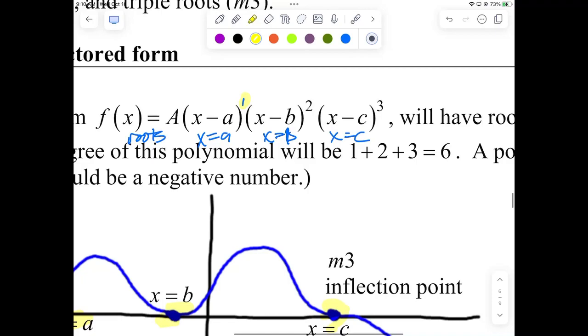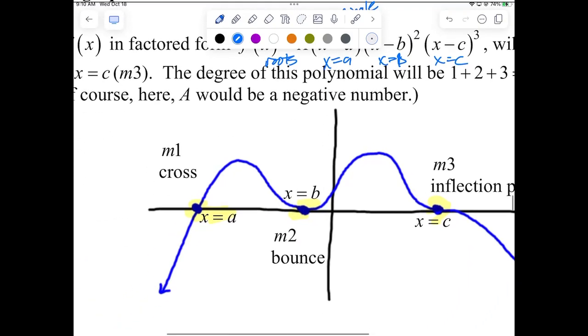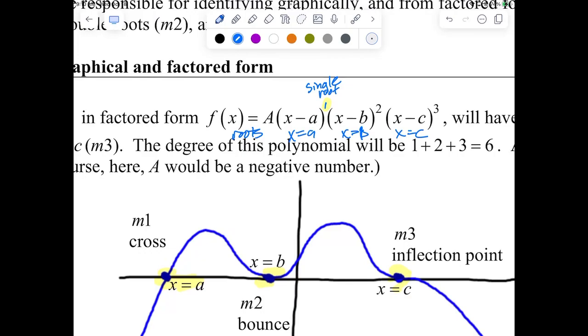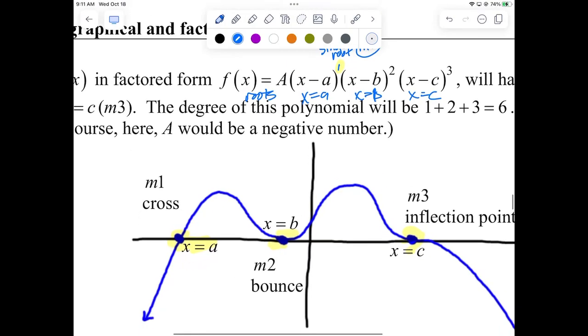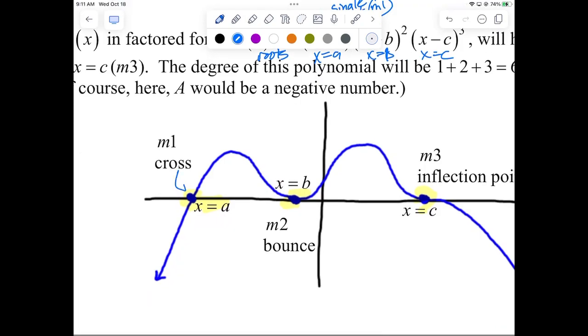If it is to the first degree, we call that a single root, because it's a single factor. What does a single root look like? We call that a multiplicity 1, or M1. That means it occurs once. What does it look like graphically? Nothing. It just crosses. It shoots straight across. It's like a line that goes straight across the x-axis. It doesn't do anything special.